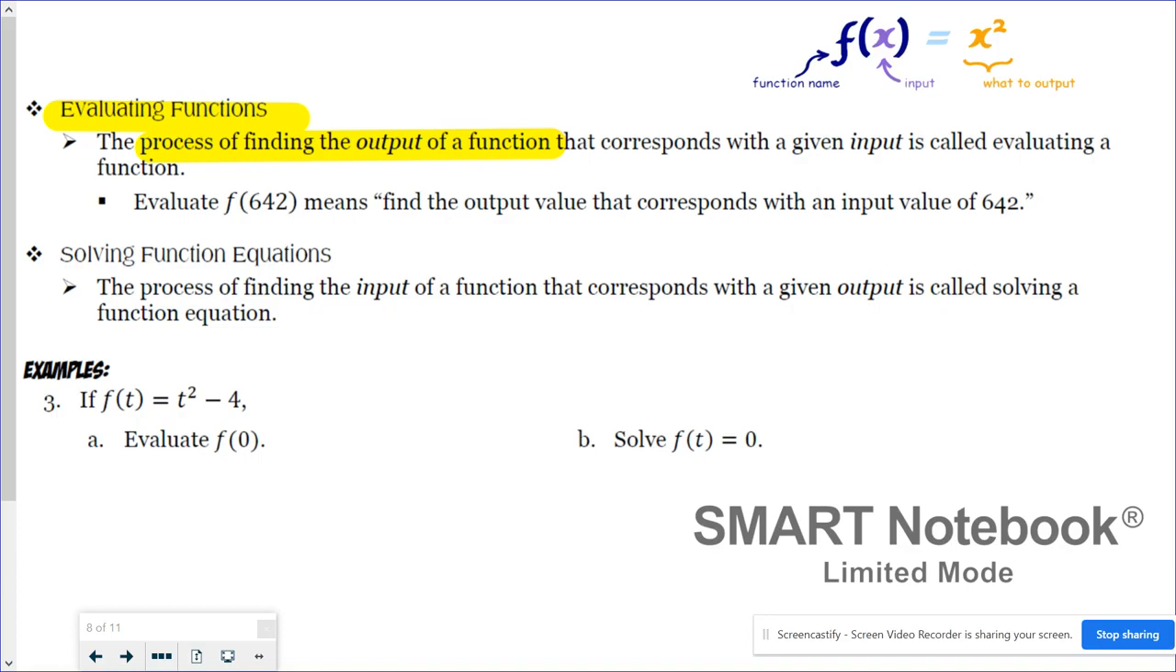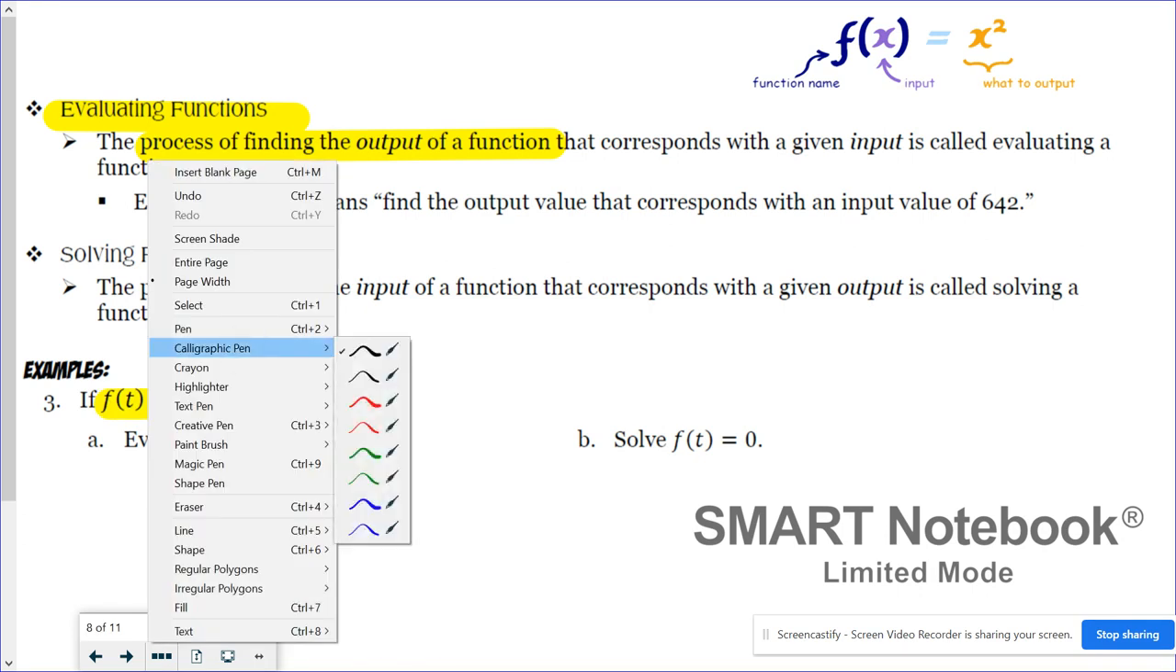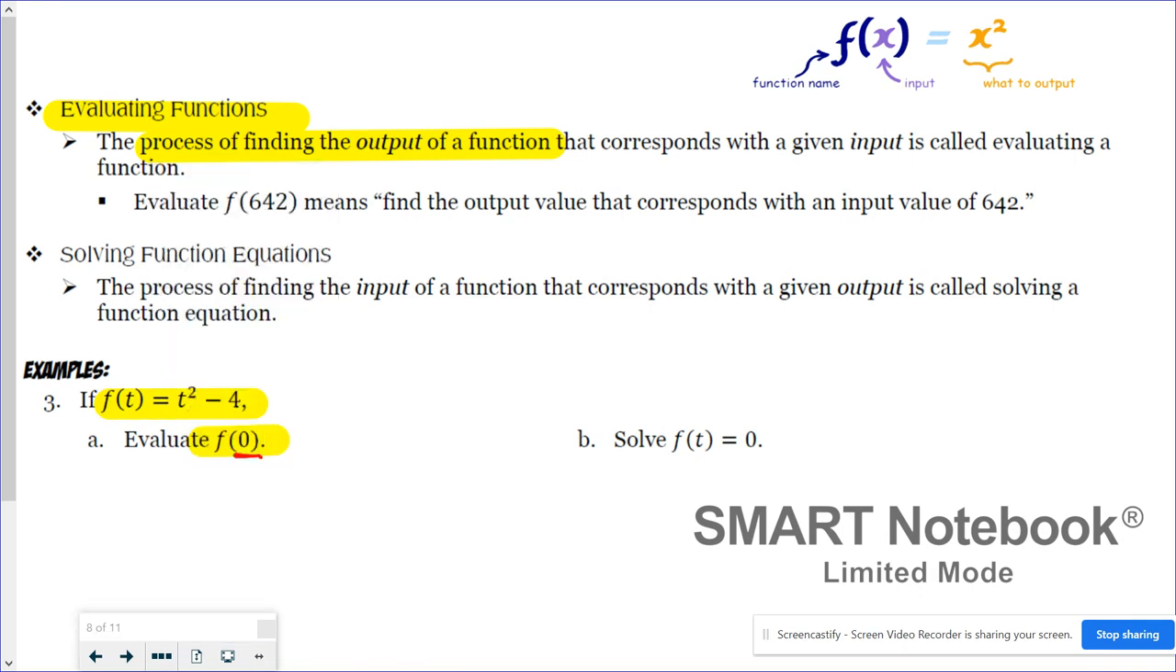So like in example 3 below, 3a, it says evaluate f of 0. And so the function f of t is equal to t squared minus 4. So if I want to evaluate f of 0, well, I know that 0 is the input. So I'm going to put it into the function for the variable t. So f of 0 is going to equal 0 squared minus 4. So I put it in and then I calculate it out. So 0 minus 4 is actually equal to negative 4, and that's the answer.